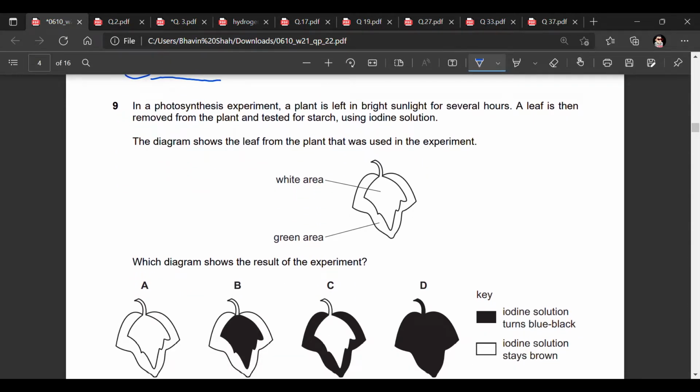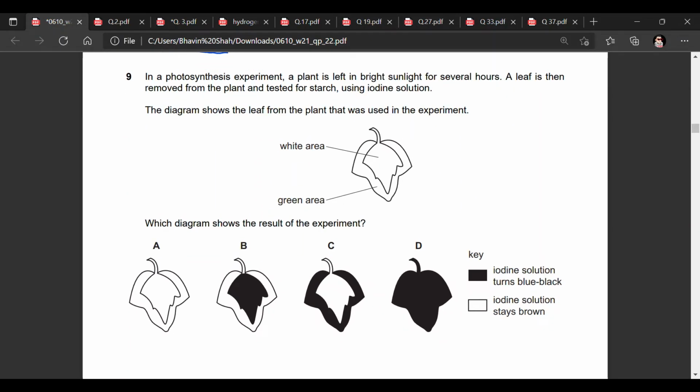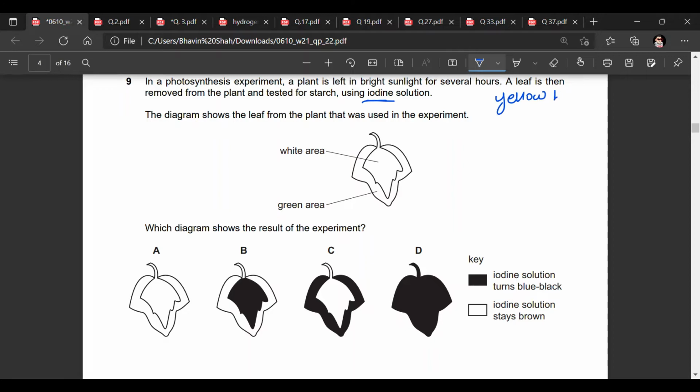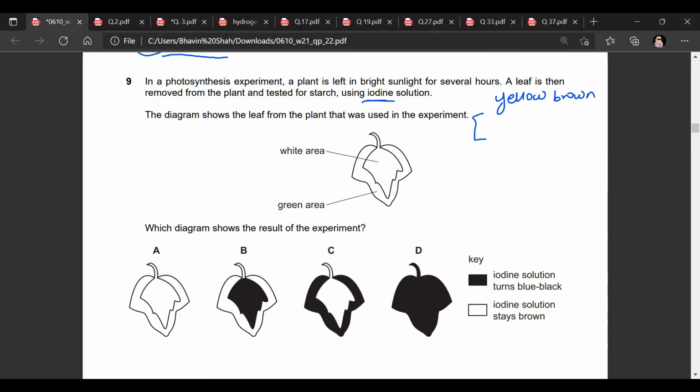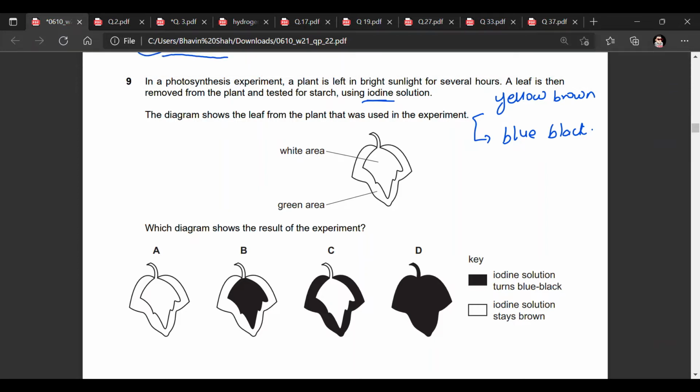Coming to this question about photosynthesis. In a photosynthesis experiment, a plant is left in bright sunlight for several hours. A leaf is then removed from the plant and tested for starch using iodine solution. As we remember, the iodine solution's initial color is yellow-brown. On reacting with starch, it is going to get converted to blue-black. For this, we are remembering the four-stage procedure which is needed for the iodine to react in this process.